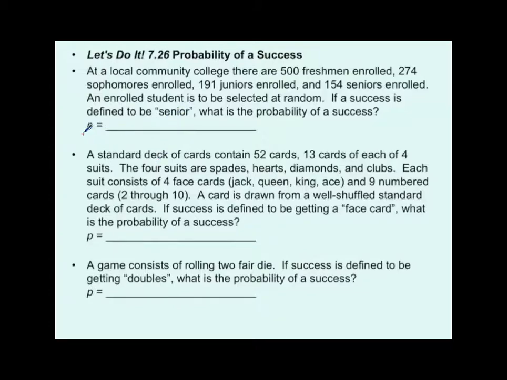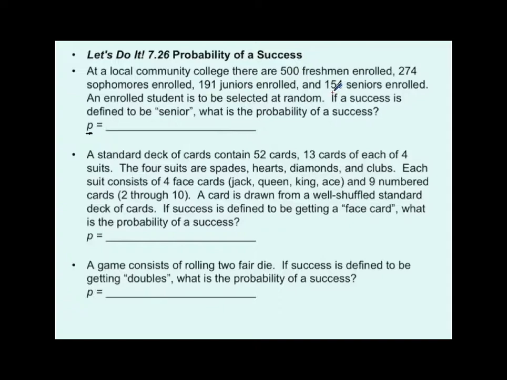Now, one of the things that I want to let you know up front is that this probability of success is going to be a parameter, okay? It's a population value. And that's illustrated in our first example here. We have all possible people who are enrolled at this particular community college. We see that there are 500 freshmen, 274 sophomores, 191 juniors, and 154 seniors enrolled in this school.